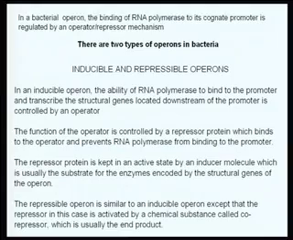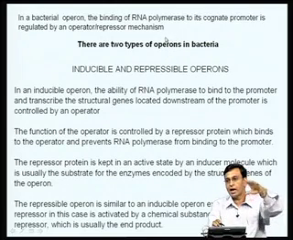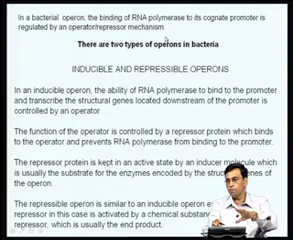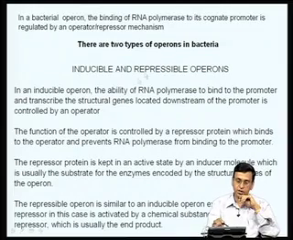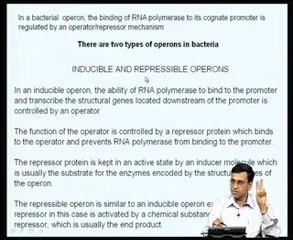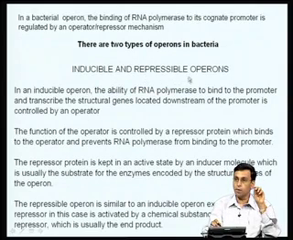Now, in a bacterial operon, the binding of RNA polymerase to its cognate promoter is regulated by an operator-repressor mechanism. I am sure you have also studied in some of the basic textbooks how something like a lac operon or trp operon is regulated. I am going to give a very brief introduction just to recapitulate what you already know about bacterial gene regulation. And I am sure you are also aware there are two types of operons in bacteria. One is the inducible operon, another is the repressible operon.